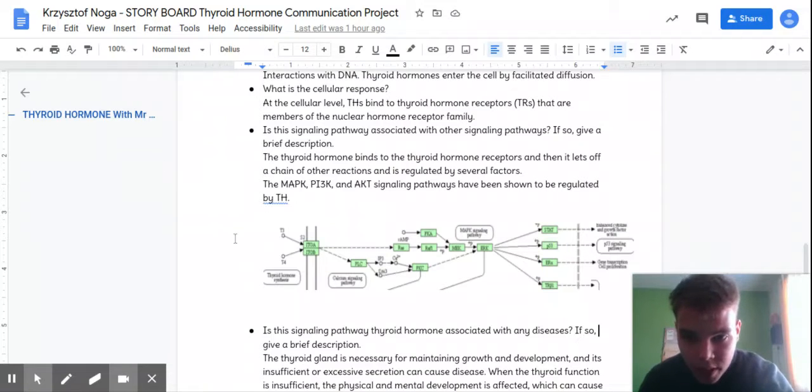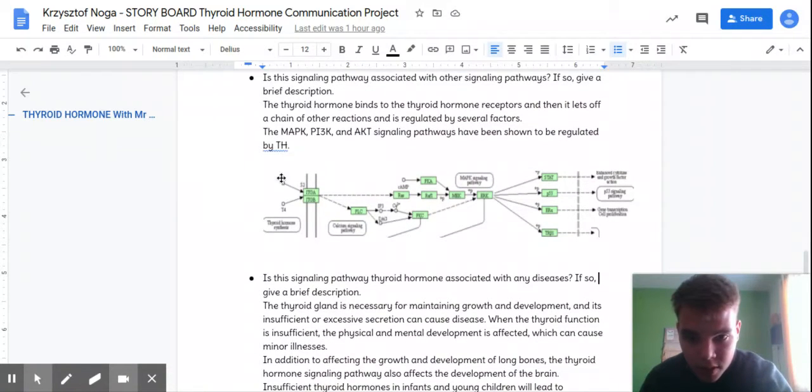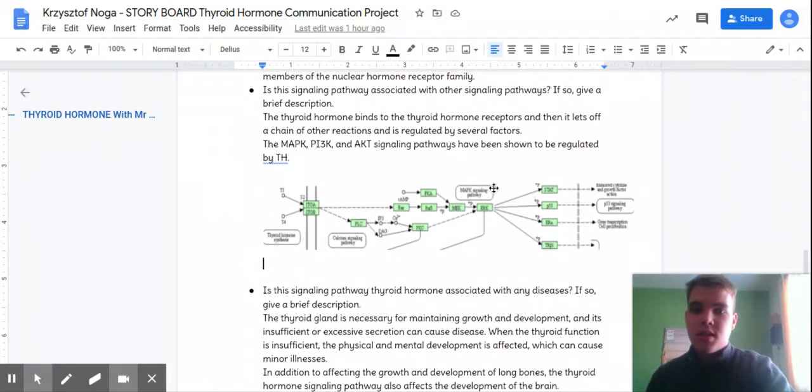For example, in the picture down here, we see that T3 and T4 are binding to make the thyroid hormone synthesis. Then you see that it's going into the MAPK, which is making more receptors, and having a chain of other reactions as well.